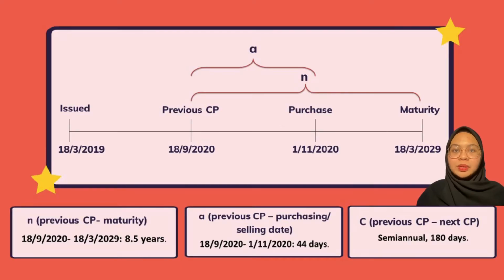N is the period of previous CP until maturity date, which is from 18 September 2020 until 18 March 2029, which equals 8.5 years. And M is 8.5 multiplied by 2 and you will get 17. A is the period of previous CP until purchasing date, which is from 18 September 2020 until 1 November 2020, which equals 44 days. C is automatically 180 days for semi-annually. And yield, or K, is 6.6% divided by 2 and you will get 3.3%.